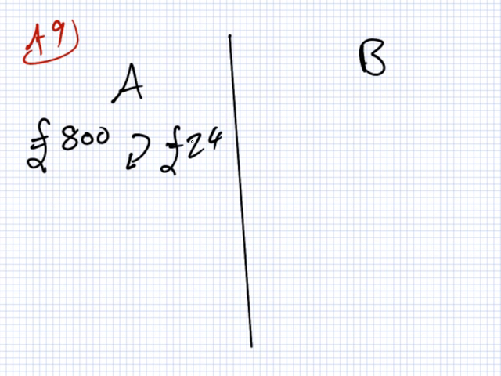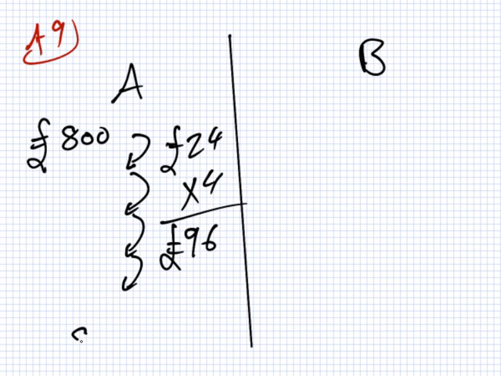How does simple interest work? What do we do? It's just the 24 gets added again and again. So in simple interest, you add 24 1, 2, 3, 4 times. So we'll just multiply this by 4. What's that? 96 pounds, isn't it? So the answer in Scheme A is £896.